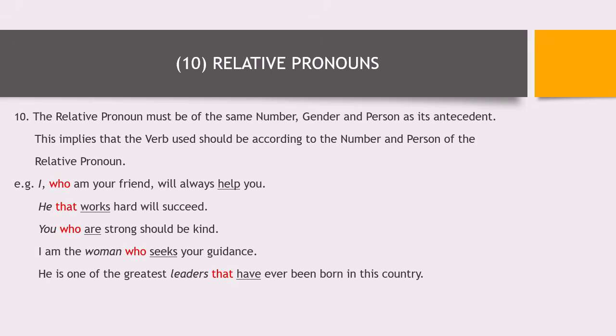I am the woman who seeks your guidance. Here, woman is the antecedent of who. So, the verb seeks is used. He is one of the greatest leaders that have ever been born in this country. Here, leaders is the antecedent of that. So, the verb have is used.